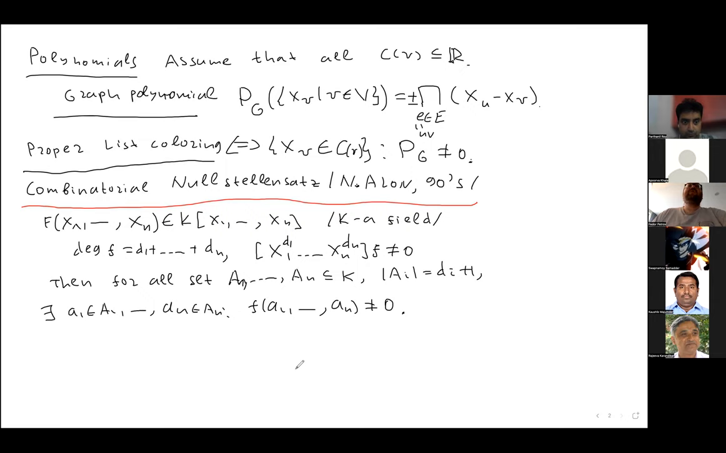Then how do we apply this theorem to a graph polynomial? Just very directly. We say, corollary for graphs: if the sum of sizes of lists equals the degree of this polynomial, which is the number of edges, so equals the number of edges, and the coefficient, the list must be one greater than d, yeah? So C of V, not C of V, but C of V minus one.